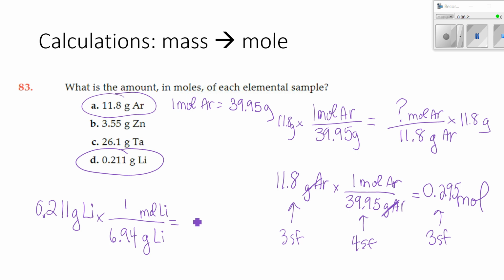Okay, so I end up with 0.0304 moles. The reason why I wrote it this way is I want to have 3 sig figs in it. These leading zeros are not significant. So leading zeros are not significant there, and that value has 3 sig figs in it.